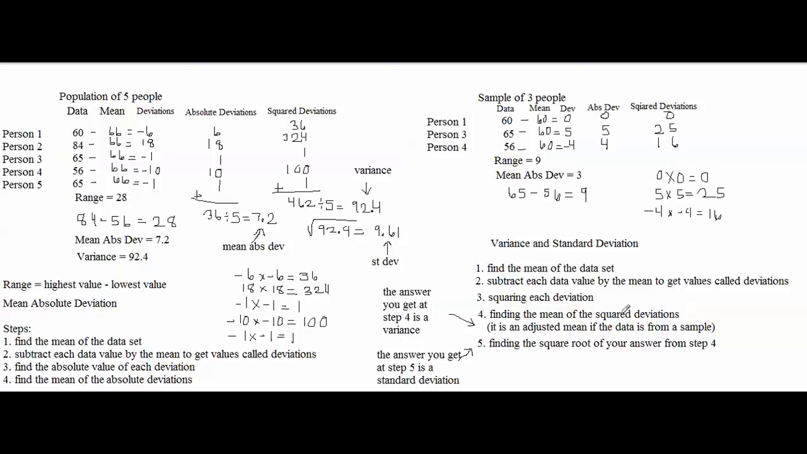Now we have to do step 4. Remember when we found the variance of the population, we just found the mean of the squared deviations in step 4. But notice how it says if it's a sample, you find an adjusted mean. And the way it's adjusted is actually, instead of dividing by the number of numbers, which would be 3, you divide by 1 less than the number of numbers. That's what makes it an adjusted average, or an adjusted mean.